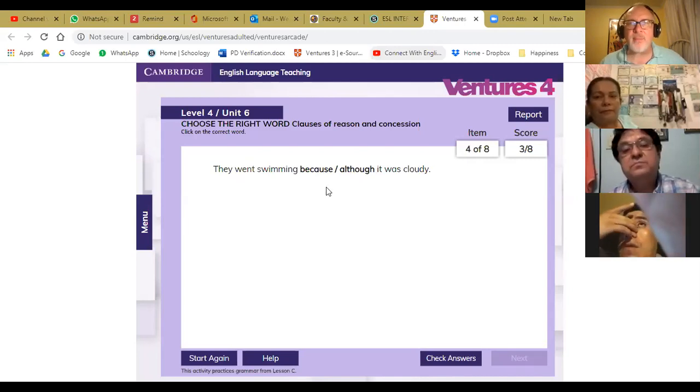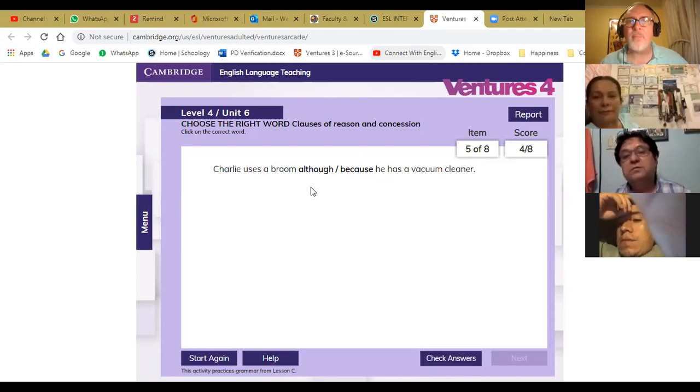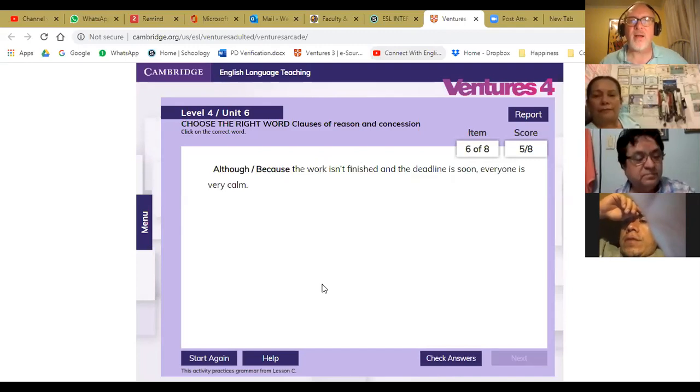They went swimming although it was so cloudy. Yeah. Good, you guys are getting it. Charlie uses a broom although he has a vacuum cleaner. Although, yes.